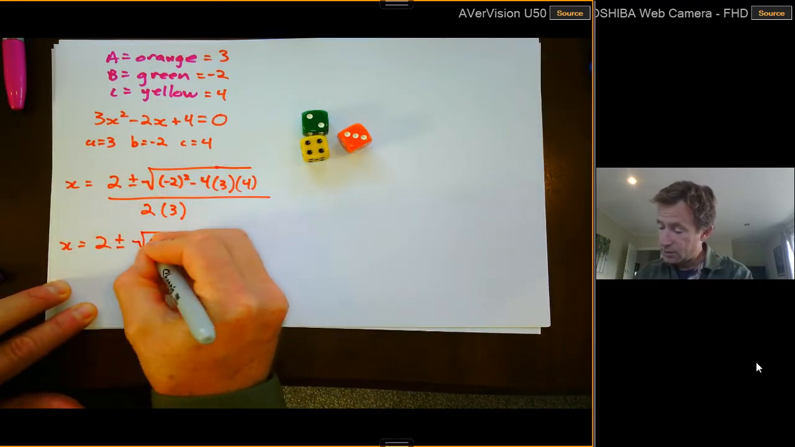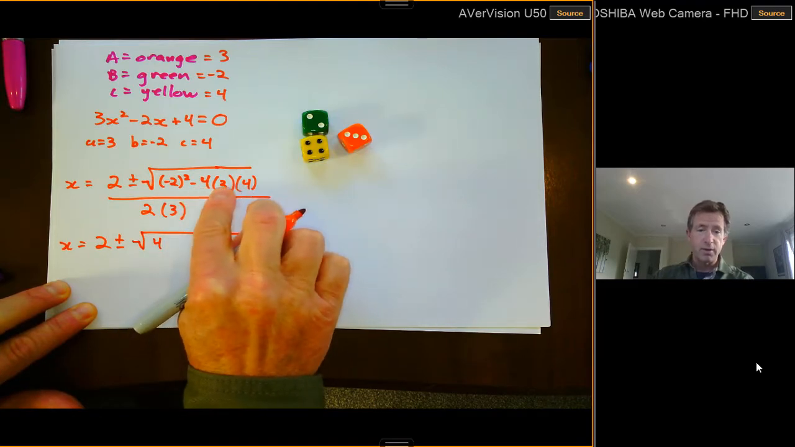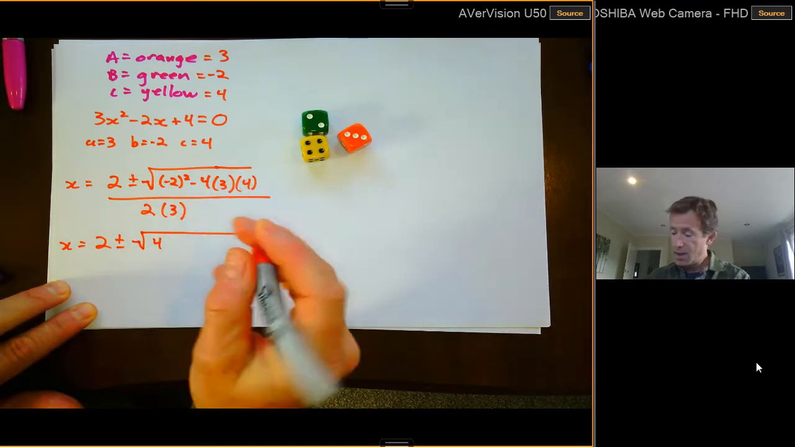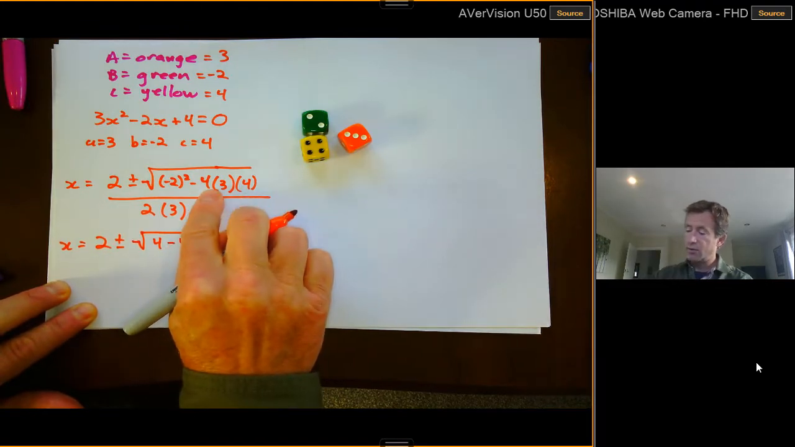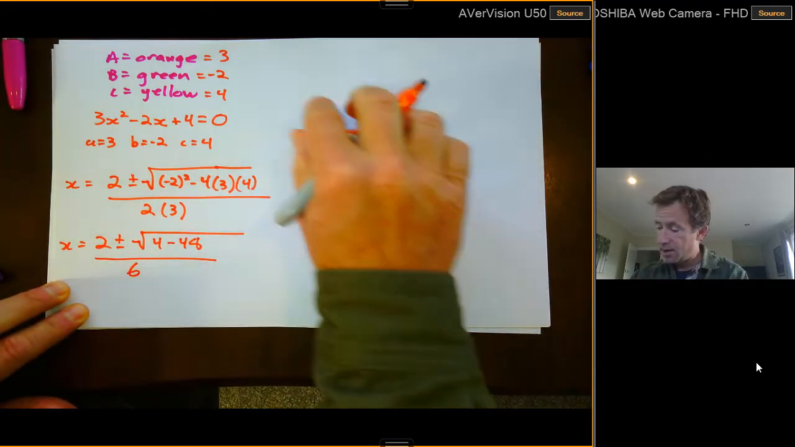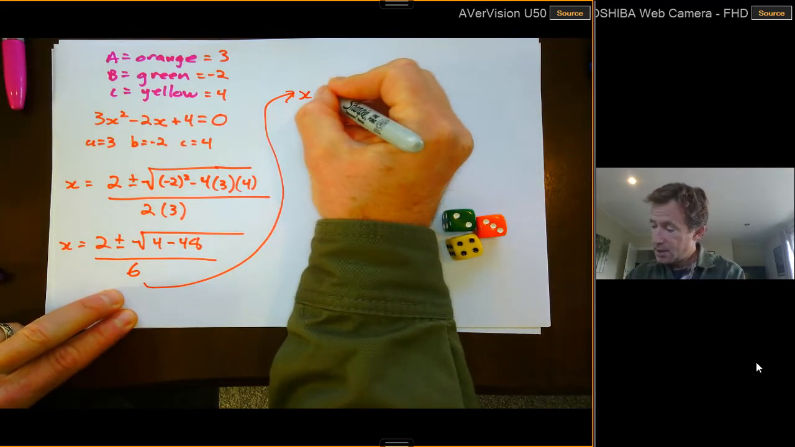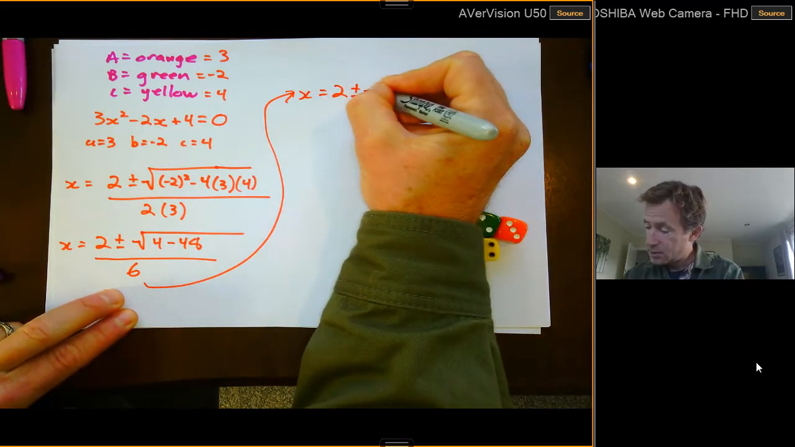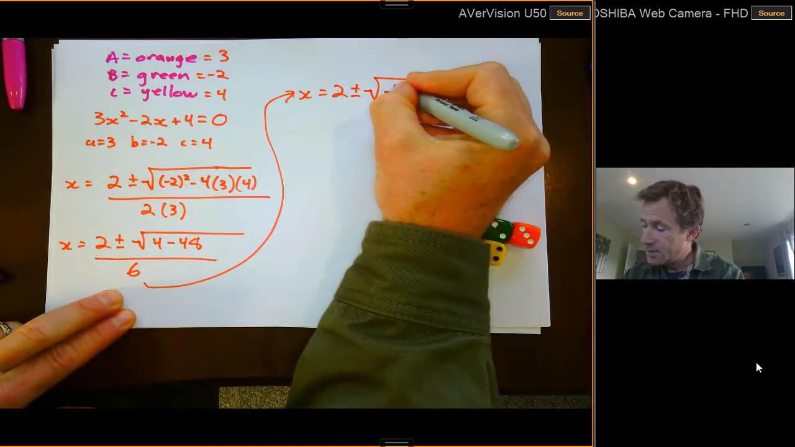Negative 2 squared is 4. Now here, there's no other negative numbers. I get minus 4 times 3 is 12, and 12 times 4 is 48. So I get 4 minus 48. Let me just check: 4 times 3 is 12, and 12 times 4 is 48. Something's going to happen, because 4 minus 48 gives me negative 44.